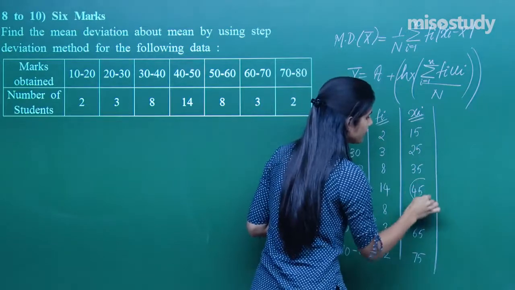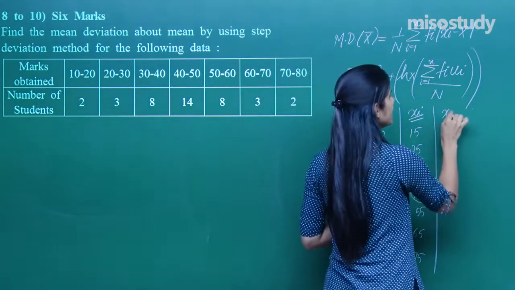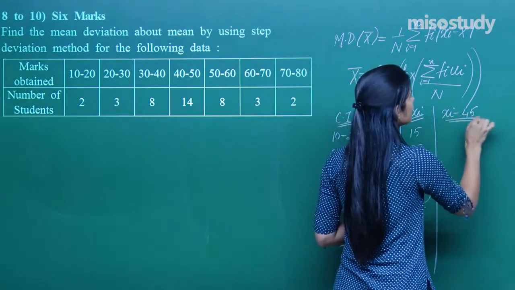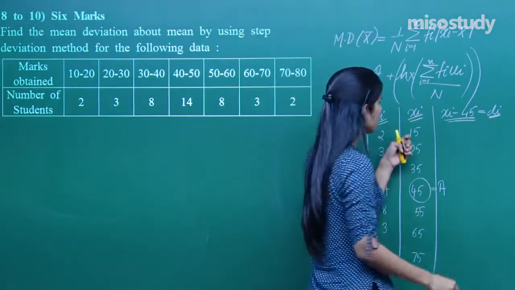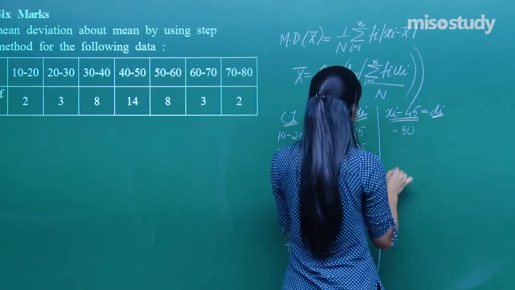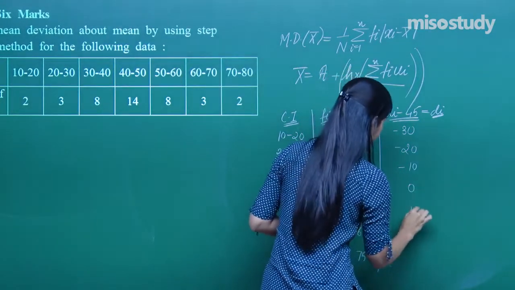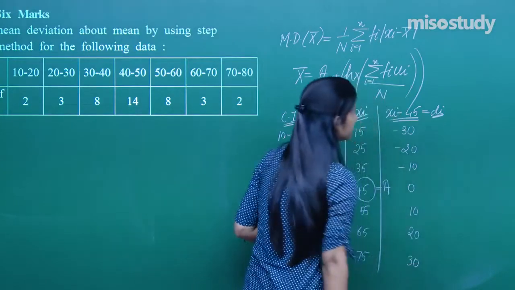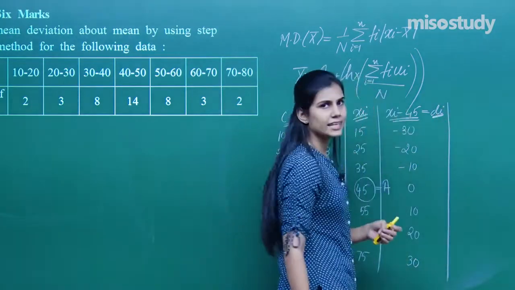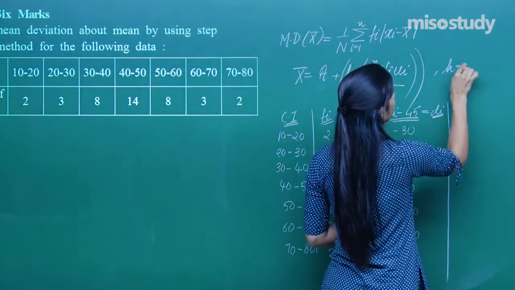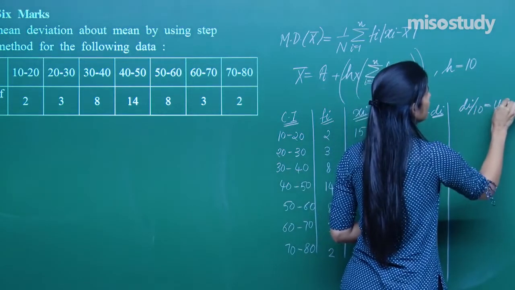Out of these xi's, the central value is 45. I take this as my assumed mean and then proceed ahead in calculating the deviations of xi's from this assumed mean. Now 15 minus 45 gives me minus 30, this gives me minus 20, then minus 10, 0, 10, 20, 30. You can clearly see each of the di is divisible by 10, so I take h as 10. And then I obtain di upon 10, that is ui.